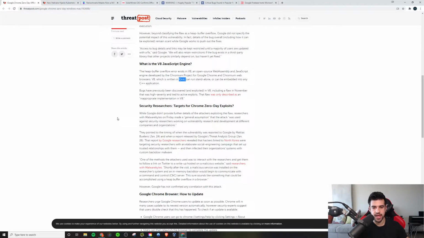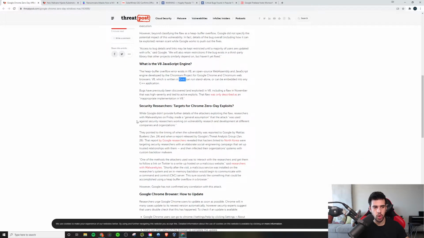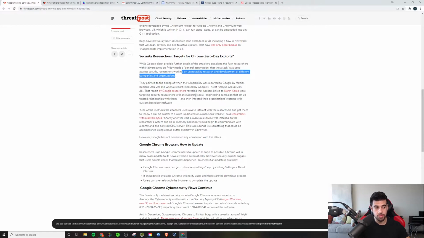I mean, we've seen this many times before, but another thing that I found very interesting, we've been noticing this lately in the space, is that security researchers are the ones being targeted a lot of times nowadays. So it says here, Google didn't provide any further details of the attackers exploiting the flaw. Researchers with Malwarebytes on Friday made a general assumption that the attack was used against security researchers working on vulnerability research and development at different companies and organizations. This is one thing we've noticed: lately these security researchers have been under attack by various malware and exploits and things of that nature.